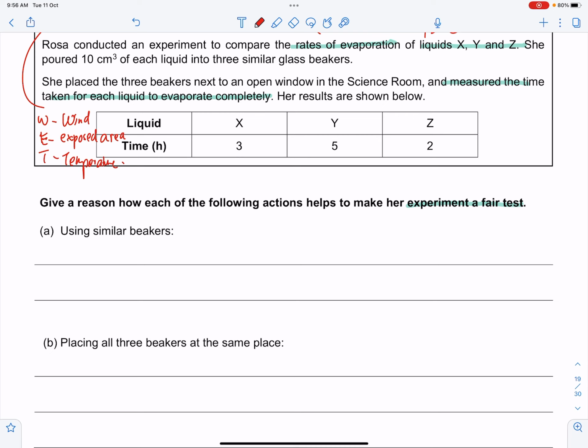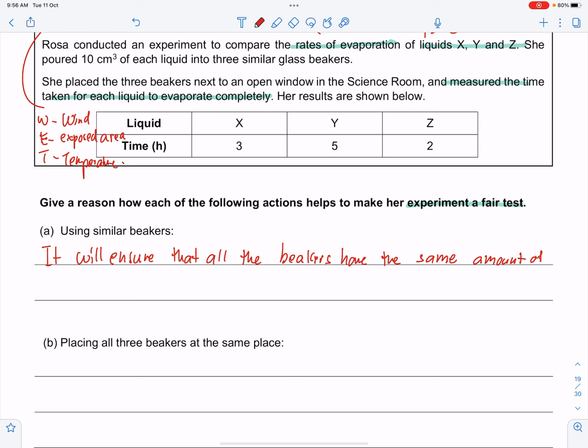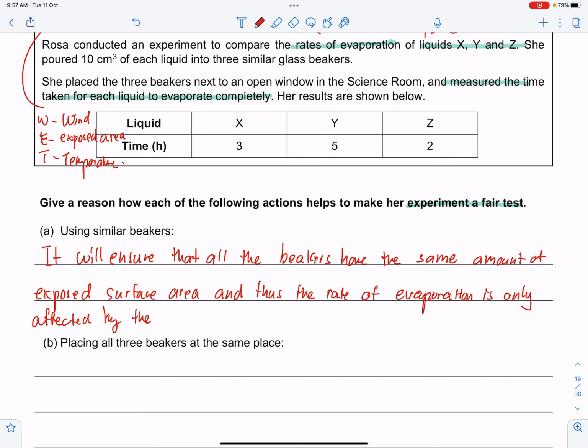So how would the answer look like? It will ensure that all the beakers have the same amount of exposed surface area, and thus the rate of evaporation is only affected by the type of liquid, right?